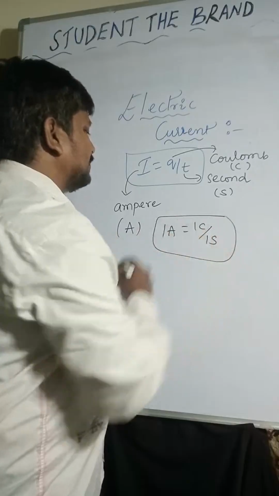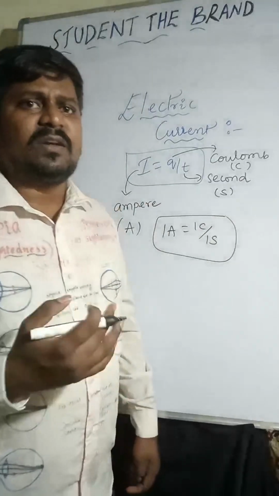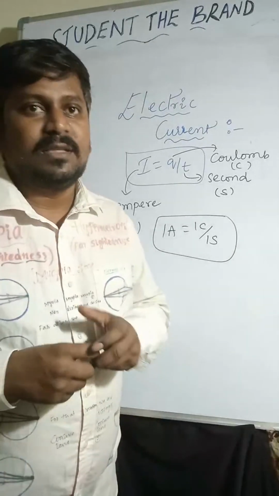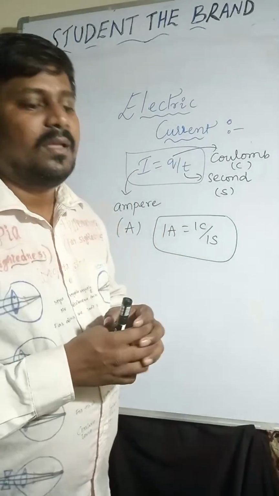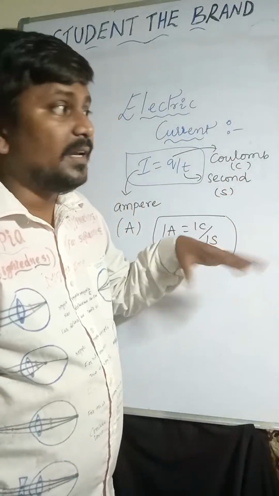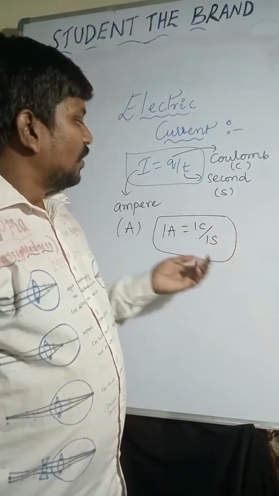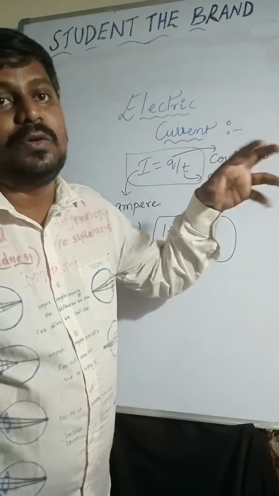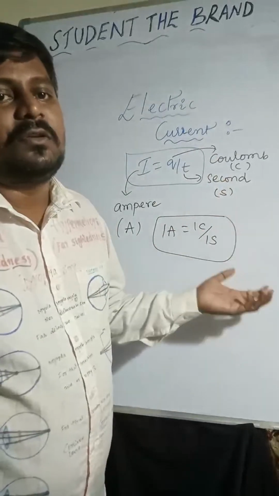Sir, can you define the SI unit of electric current? Sometimes in the exam they will ask this question: define the SI unit of electric current. The answer: 1 ampere of current is defined as 1 coulomb of charge flowing through unit cross section area per second.